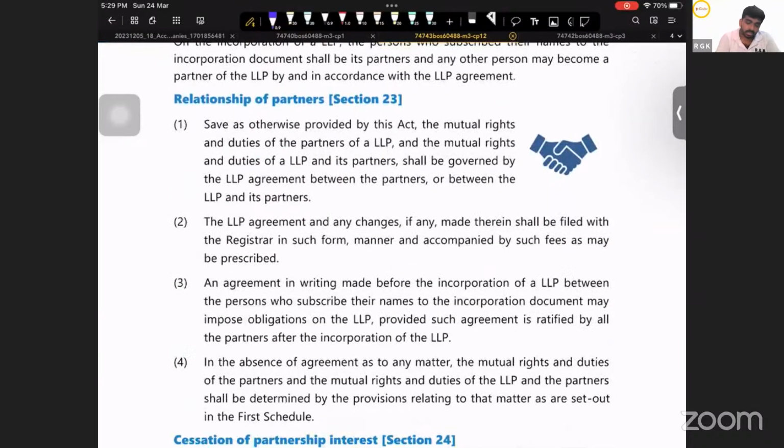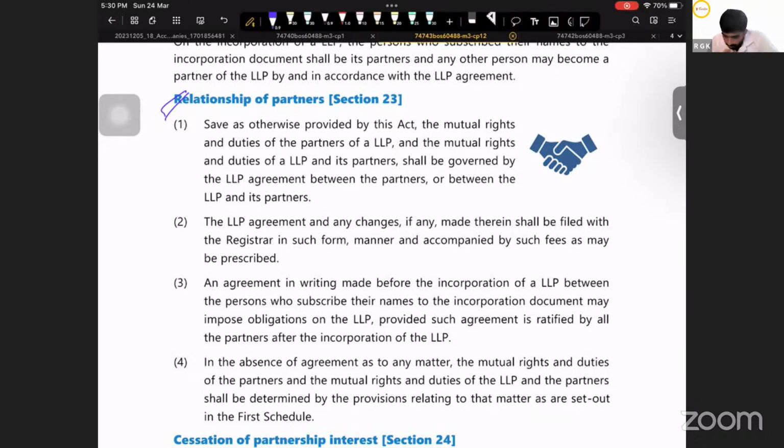Relationship of partners. Again, it is slightly different from the Partnership Act because the Partnership Act is not applicable to them. So, in comparison to the Partnership Act, there is some difference. What does it say? Mutual rights and duties of partners of LLP and mutual rights and duties of LLP and its partners shall be governed by the LLP agreement. The LLP agreement and any changes shall be filed with the registrar in such form and manner and accompanied by such fees as may be prescribed.